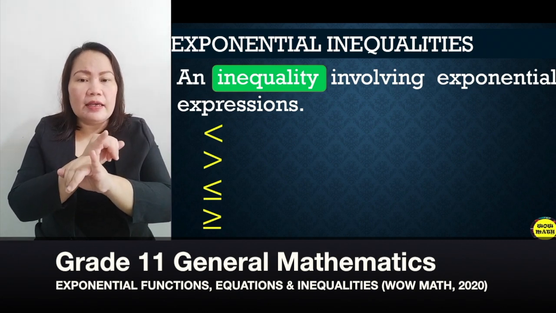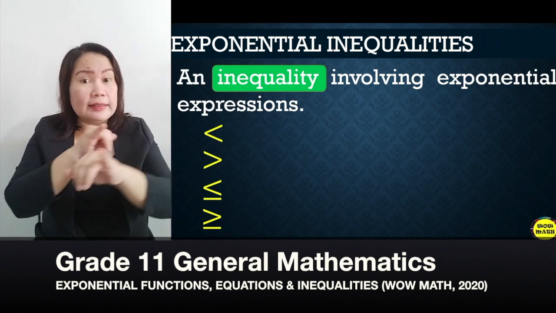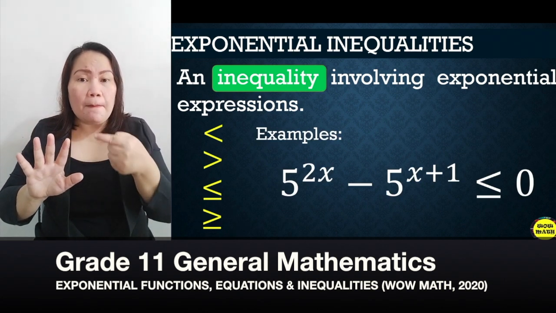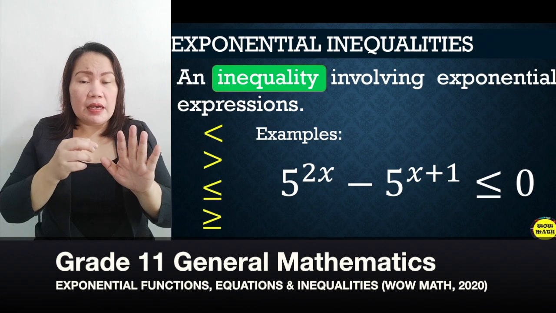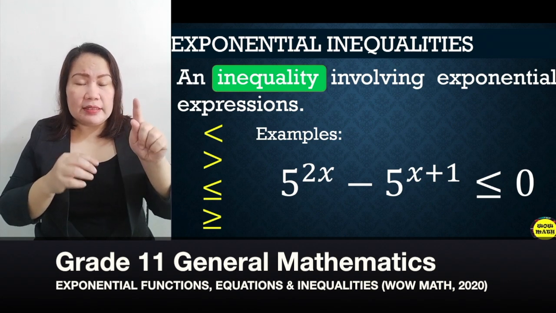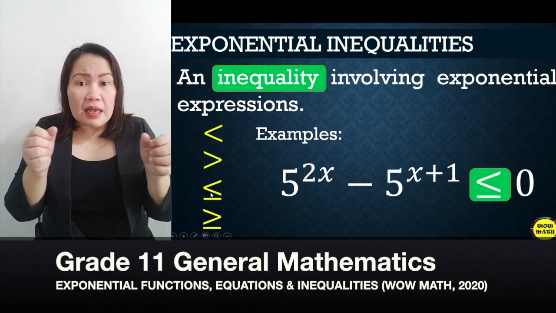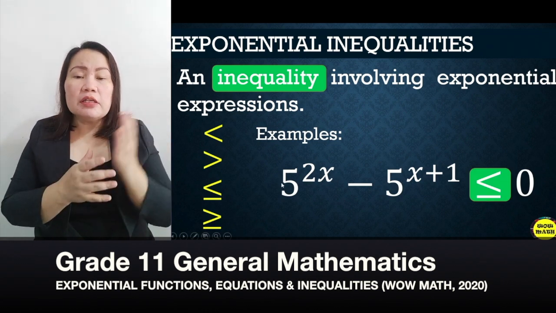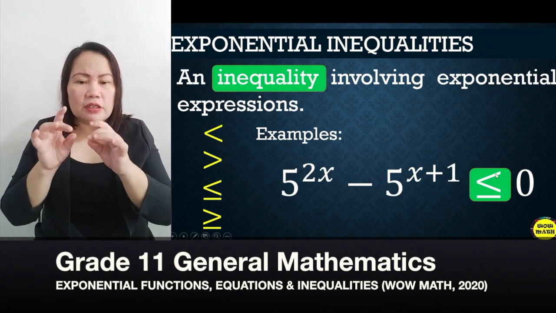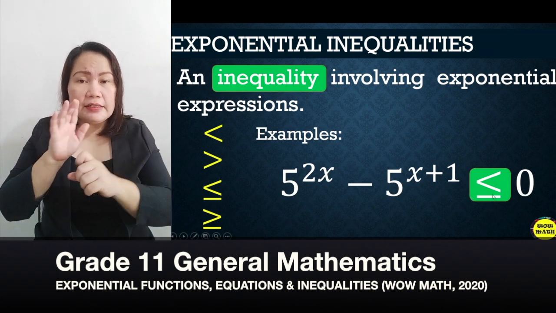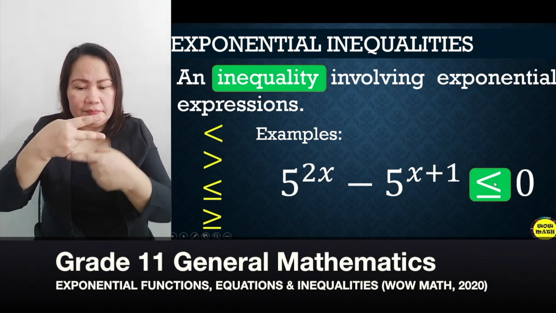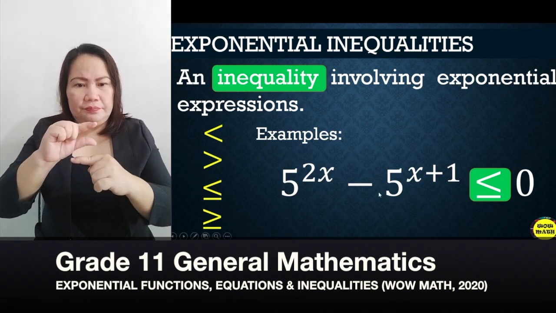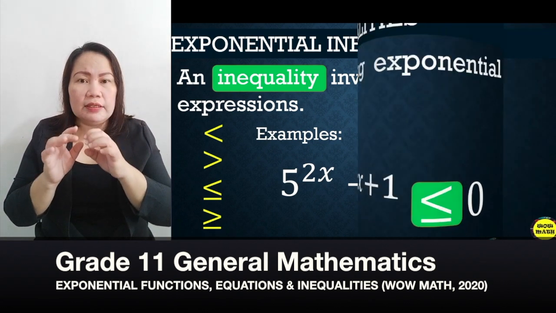that is an example of exponential inequality. So, for example, we have 5 raised to 2x minus 5 raised to x plus 1 is less than or equal to 0. Okay, since yung 5 raised to 2x and 5 raised to x plus 1 ay example na exponential expression, and then meron tayong inequality symbol which is less than or equal. So therefore, this is an example of exponential inequality. Next.